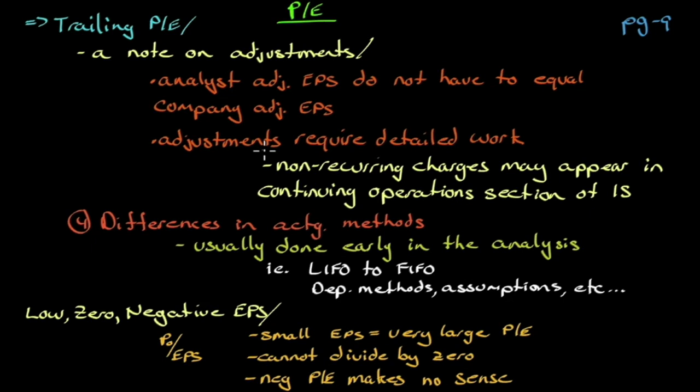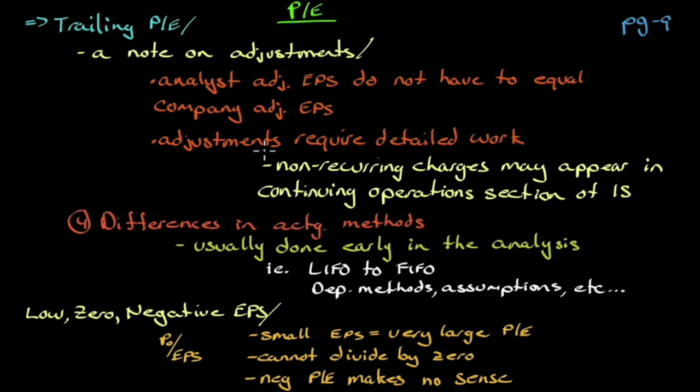And finally, we talked about differences in accounting methods. The financial statement analysis usually is done early in the analysis, so you've already done a lot of the adjustments you need to EPS or to net income, such as LIFO to FIFO or depreciation method assumptions. You've already made all the adjustments that you needed to.